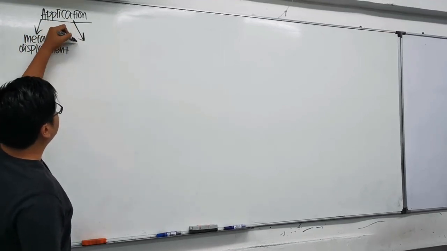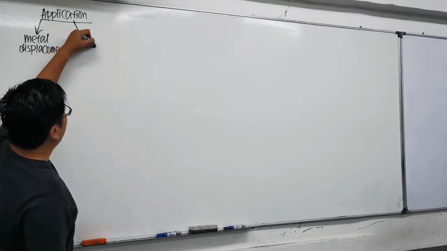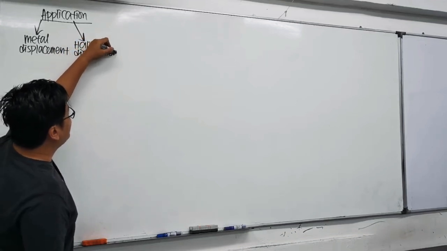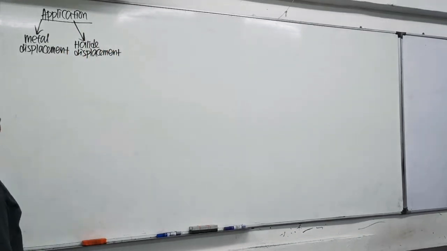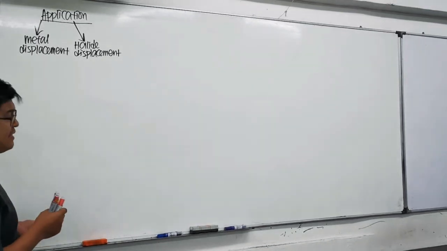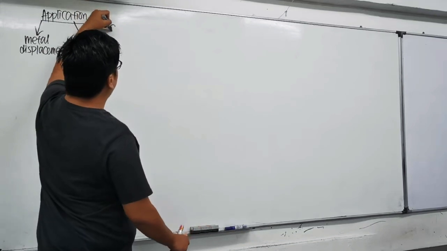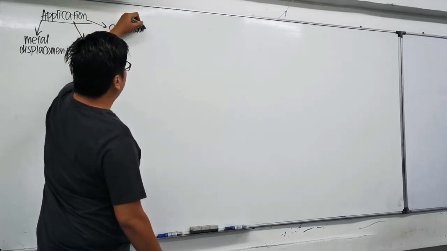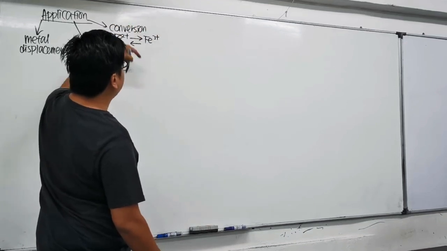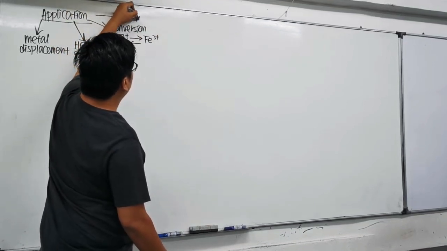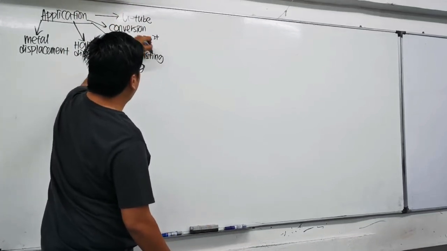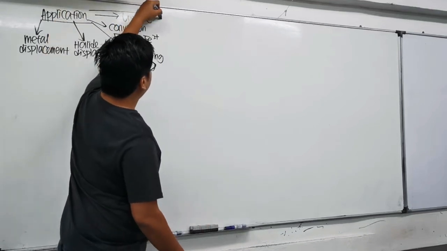Today we will do the second one, called halide displacement. If you attended the class last week and fully understand what we learned, it's going to be very easy because they are very, very similar. After that, you have a conversion from Fe2+ to Fe3+ and Fe3+ to Fe2+. This is next week. Then we have something called rusting, and lastly, we have the reactivity series.